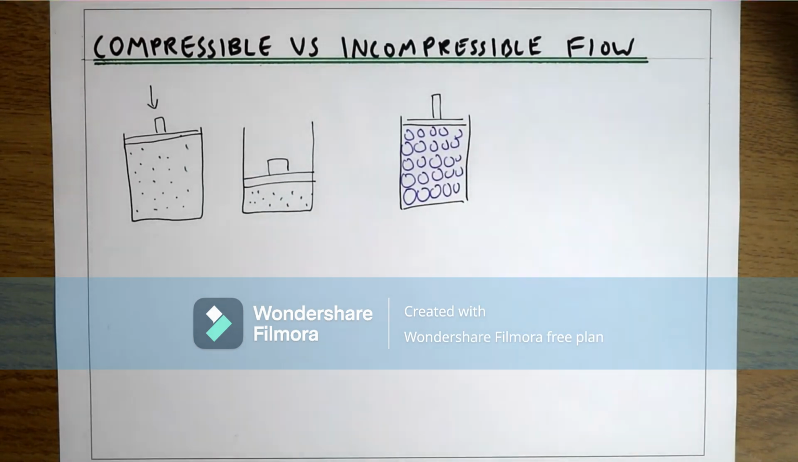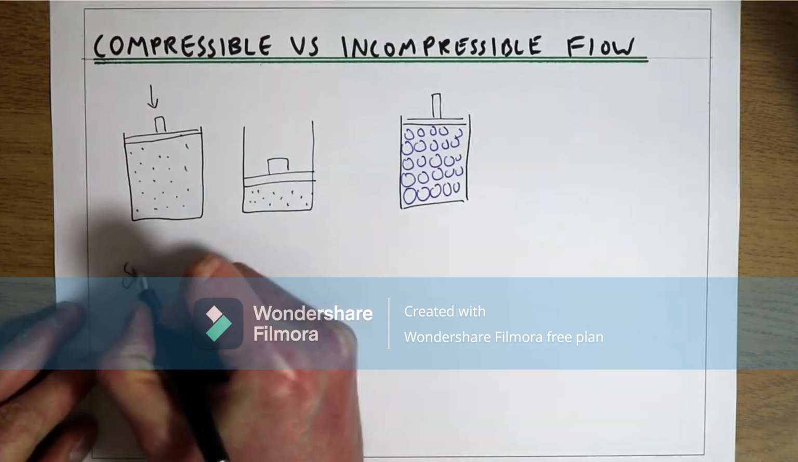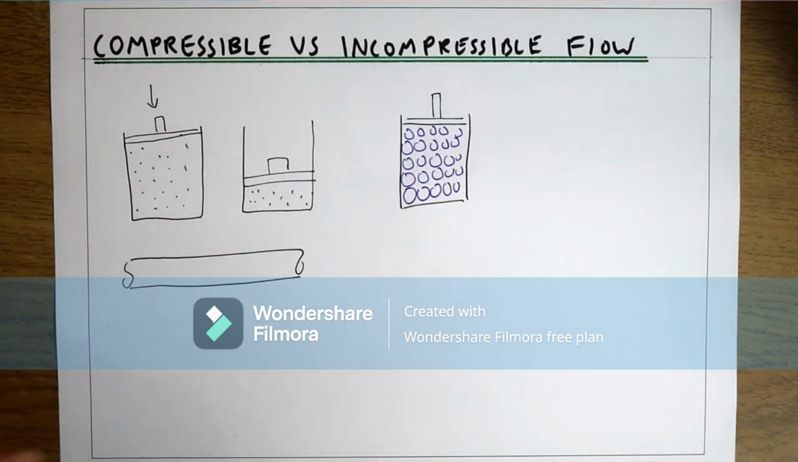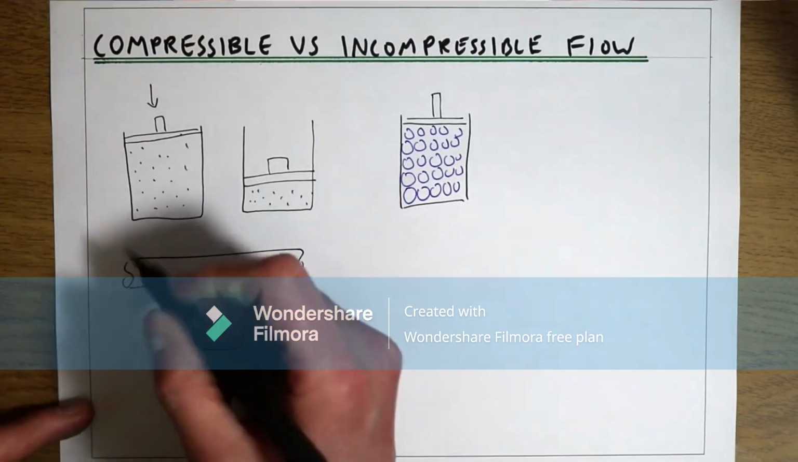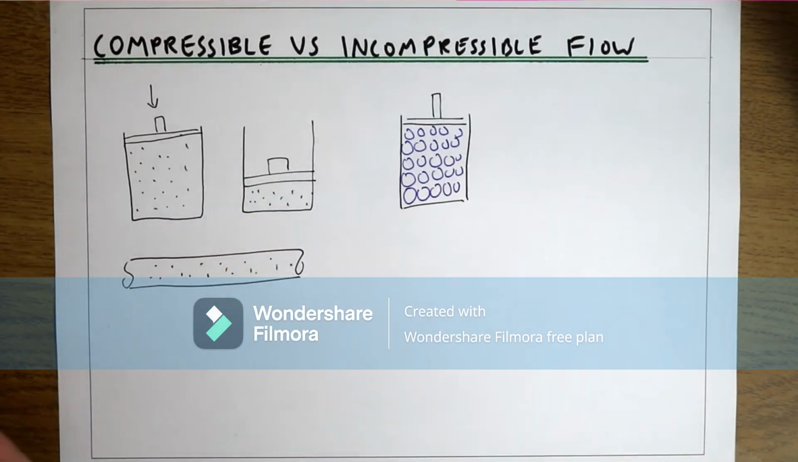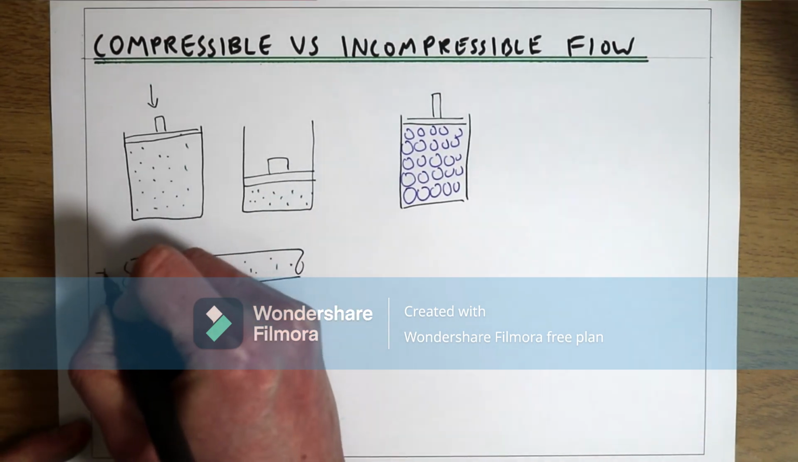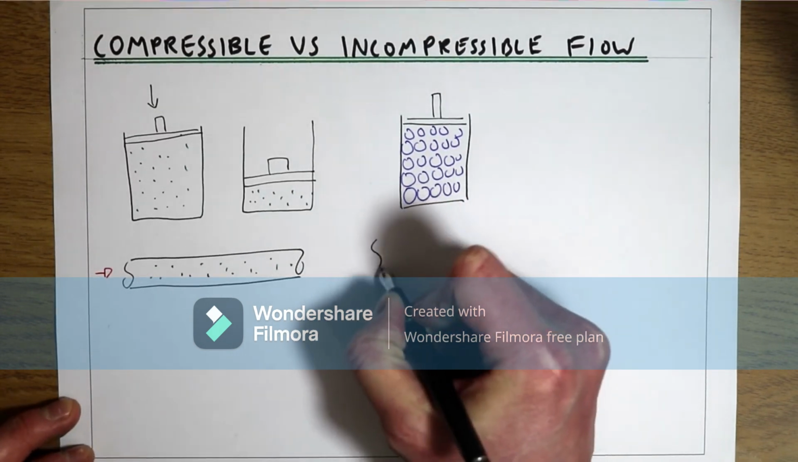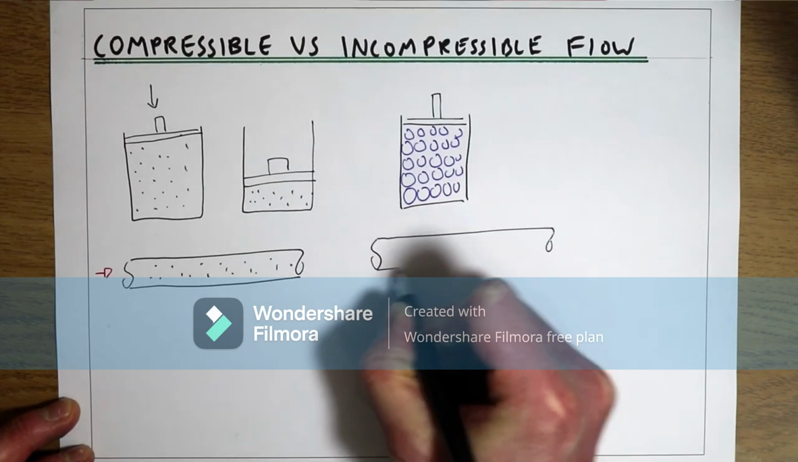So if we put that into the context of flow, if we've got flow down a pipe that's compressible, so again we've got molecules with space in between them, then if we suddenly increase the pressure driving this flow, then we're going to get quite a complicated situation on our hands, because we're going to get an increase in velocity, but also probably going to be compressing the fluid, so that's going to make it very difficult to analyse.